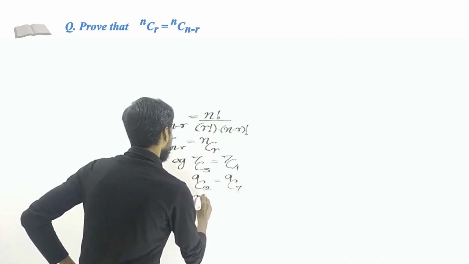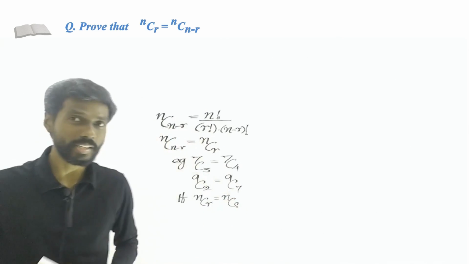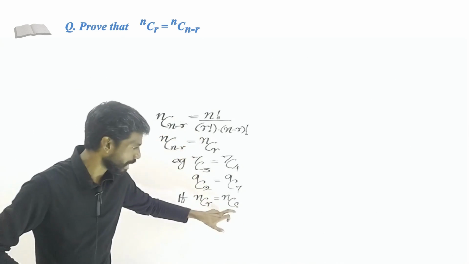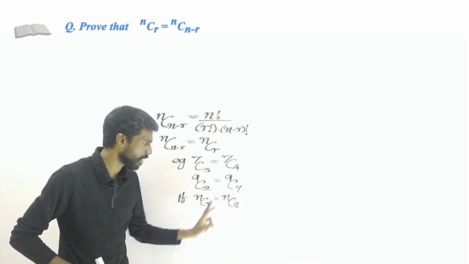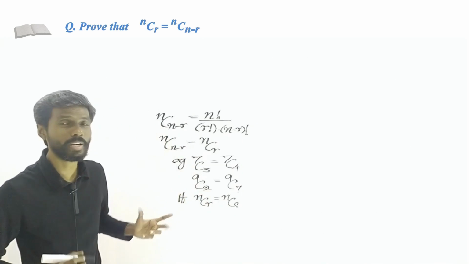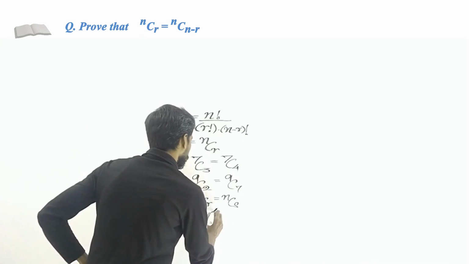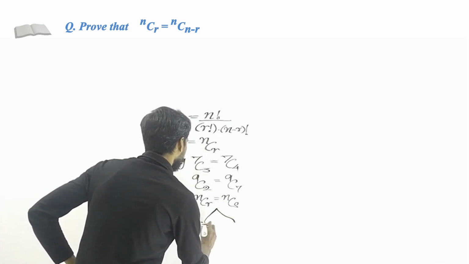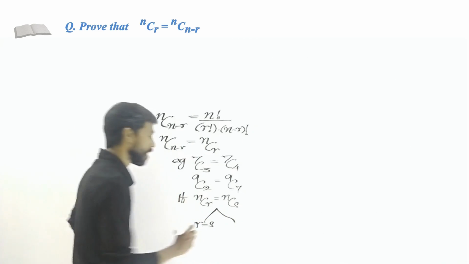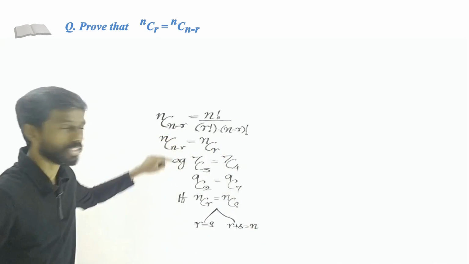If nCr equals nCs, then we can say that s can be written as n minus r. When you say nCr equals nCs, it is an obvious result that r can be equal to s. That is one possibility. There is another possibility, that s equals n minus r. So there are two cases here: either r equals s, or s equals n minus r, or we can say that r plus s equals n. Right? The same result written in a different way.